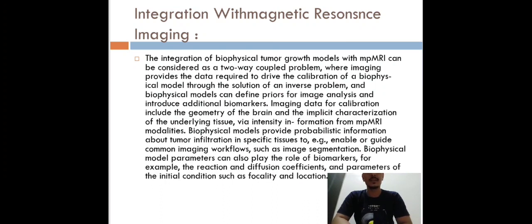Imaging data for calibration include the geometry of the brain and the implied characterization of the underlying tissue by intensity information from MRI modalities. The biophysical model provides probabilistic information about tumor infiltration in a specific tissue, for example, to enable or guide common imaging workflows such as image segmentation. Biophysical model parameters can also play the role of biomarkers, for example the reaction and diffusion coefficients and parameters of the initial conditions such as focality and location.